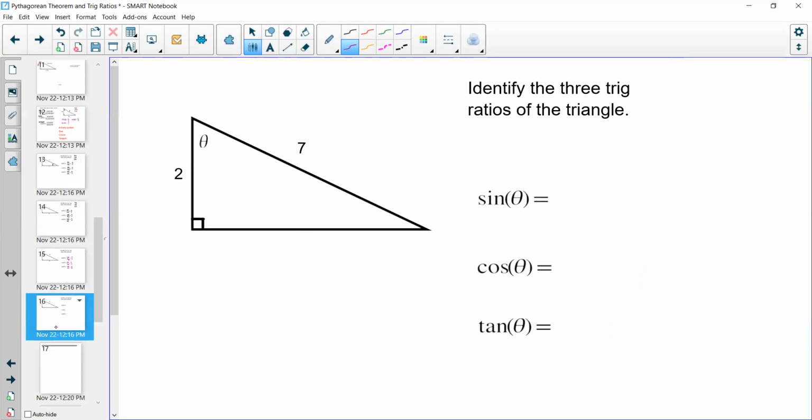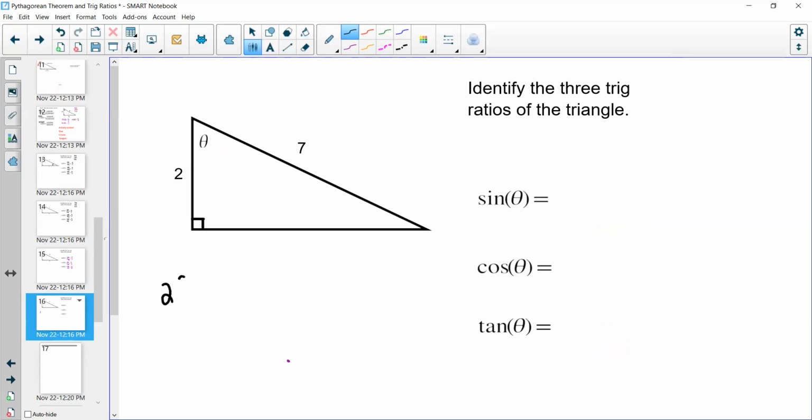Now let's take a look at this one. So in this case, we want to identify the three trig ratios of this triangle. Now, before we can do that, we actually want to know what all of the sides are. So how could I find the missing side of a triangle? Well, in our previous video, we talked about the Pythagorean theorem and how that's used to find missing side lengths of triangles when they're right triangles.